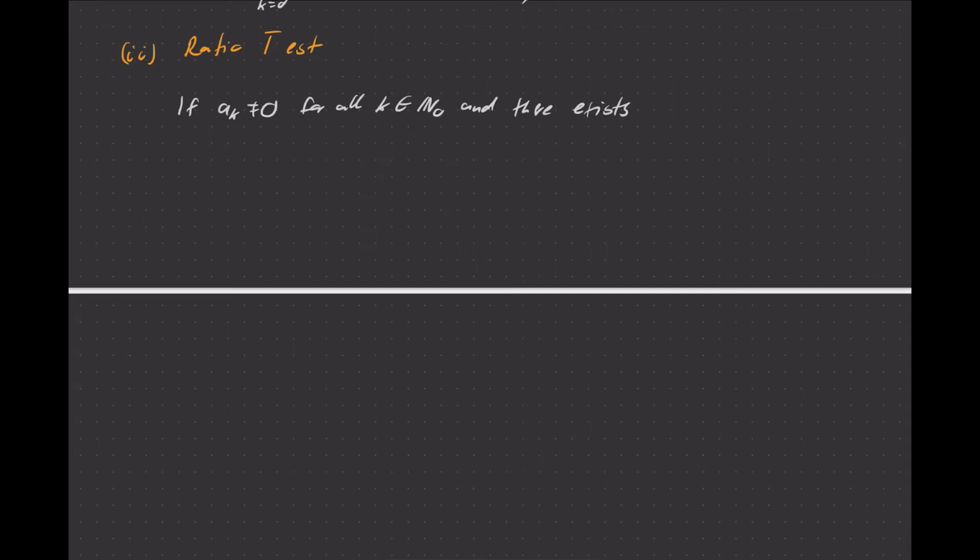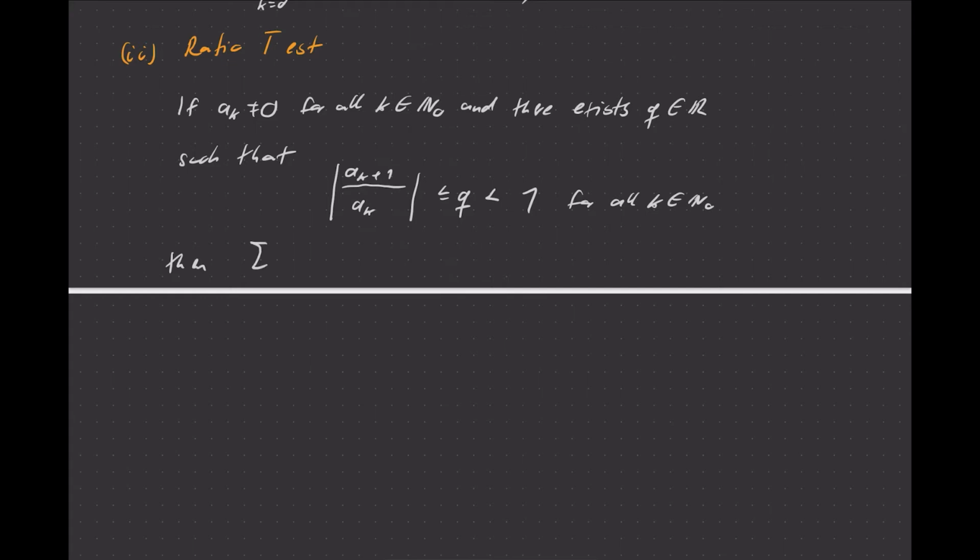and if there exists some q in R such that, and now here comes the test, you take a_{k+1} and a_k and you compute their ratio, and more precisely the absolute value of that ratio. And that needs to be bounded by q, and q needs to be strictly less than 1, for all k in N_0, once again, then the series over the a_k, k from 0 to infinity, converges absolutely.